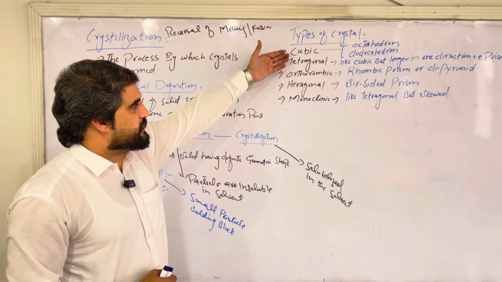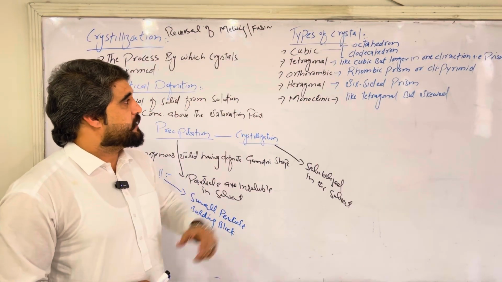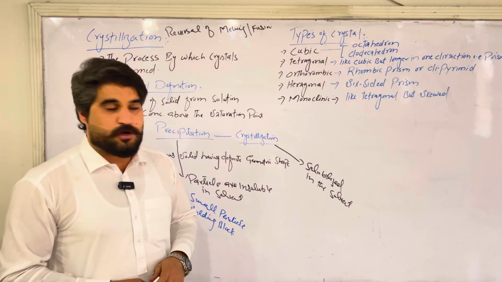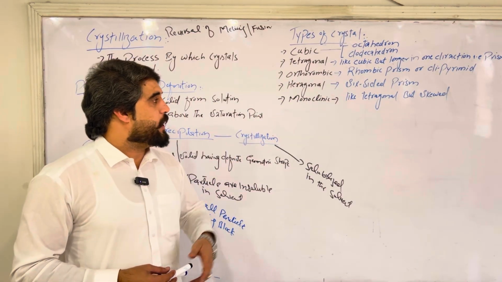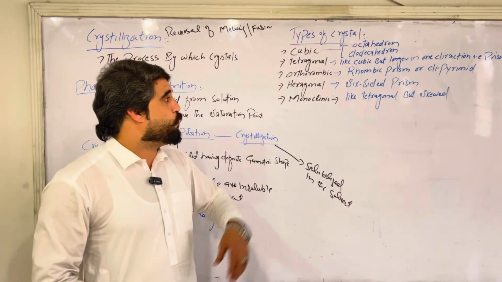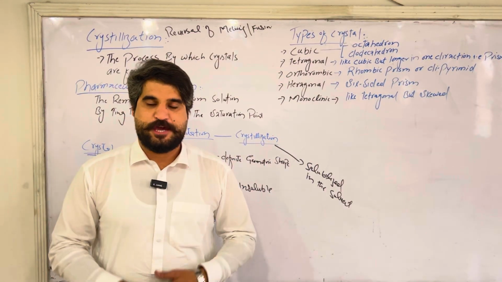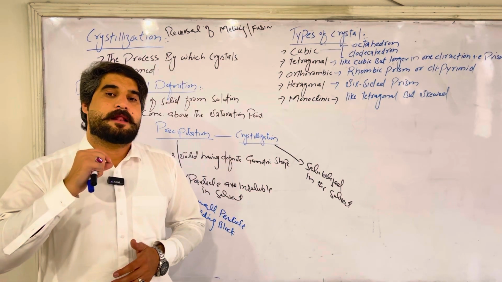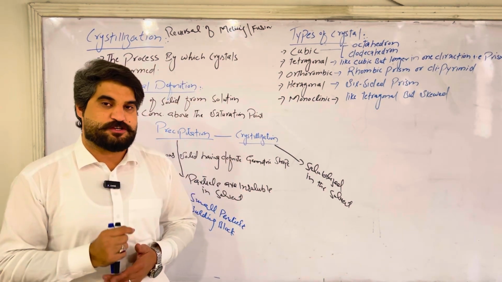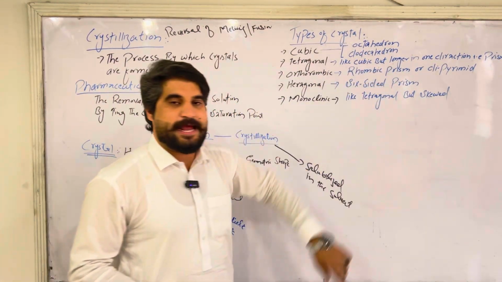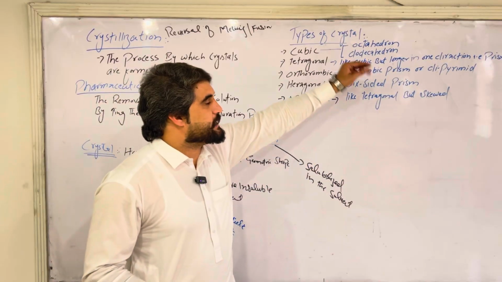Now there are different types of crystals which are listed here. One is cubic, the other one is tetragonal, next one is orthorhombic, next one is hexagonal, and the last one is monoclinic. Now what is cubic? A cubic crystal, as the name indicates, will have a cubic structure, but there are two types. One is octahedron and the other one is dodecahedron.